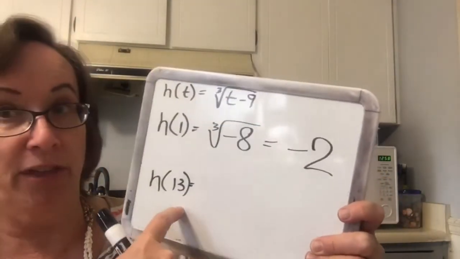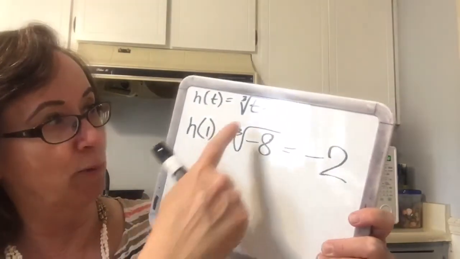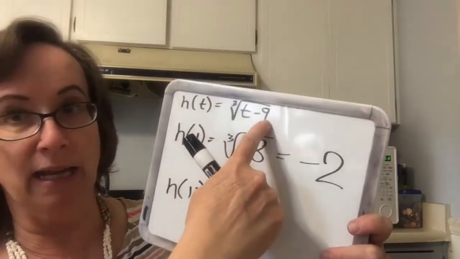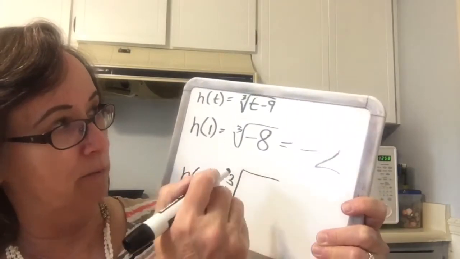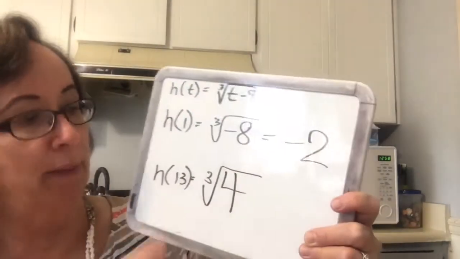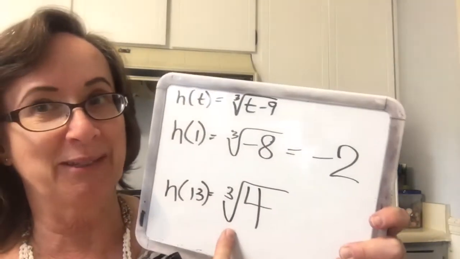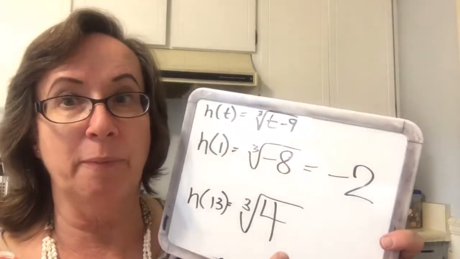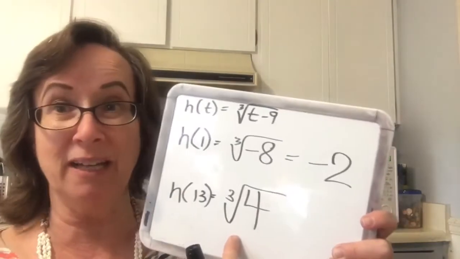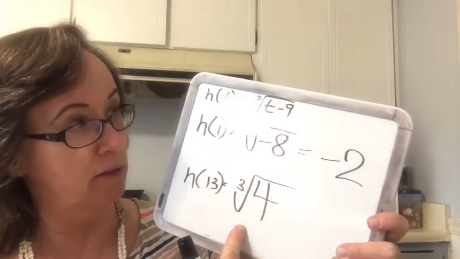And when I plug in a 13, I'm going to get 13 minus 9 is 4. So I will get, well, it's going to be my final answer, right? Because it's not a square root, it's a cubic root, and 4 is not a perfect cube. So that would be my final answer. I wouldn't do anything else to it.